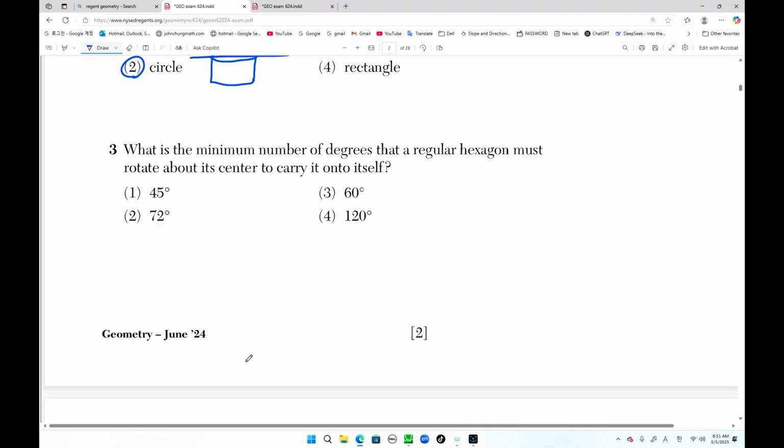Number 3, minimum number of degrees that a regular hexagon must rotate about its center to carry itself onto itself. Regular hexagon, 6 angles there. When you divide by 6 angles, the smallest rotation angle is 60 degrees, right? It must be a multiple of 60, right? 60 and 120, okay? But this time it's asking you for the minimum number of degrees. So the smallest rotation angle, 60, is correct.